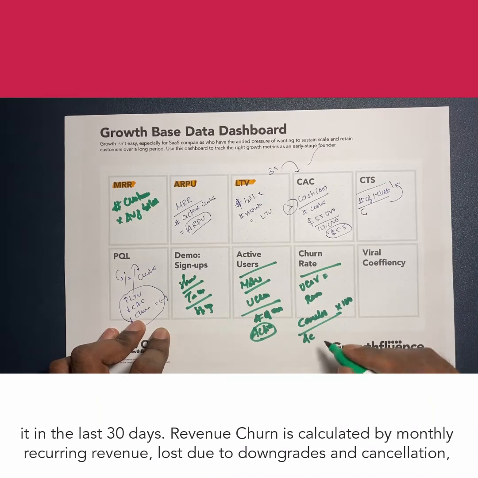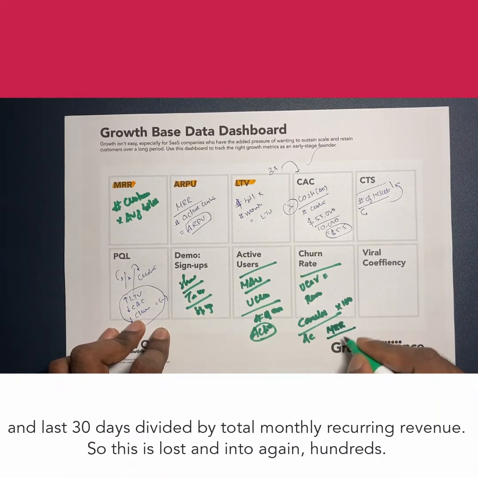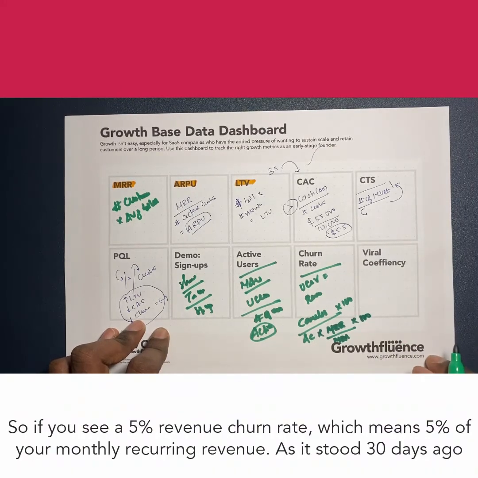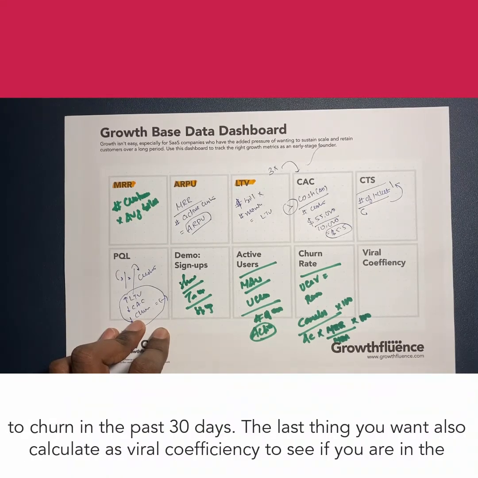Revenue churn is calculated by monthly recurring revenue lost due to downgrades and cancellations in the last 30 days, divided by total monthly recurring revenue, so this lost amount, again times 100. So if you say a 5% revenue churn rate, it means 5% of your monthly recurring revenue as it stood 30 days ago has churned in the past 30 days, right?